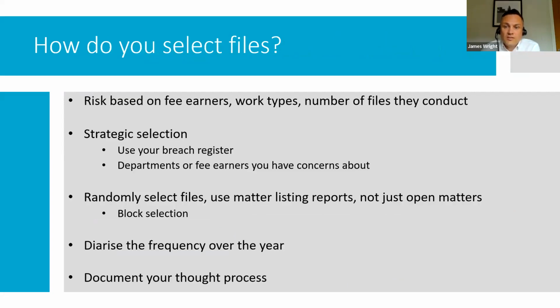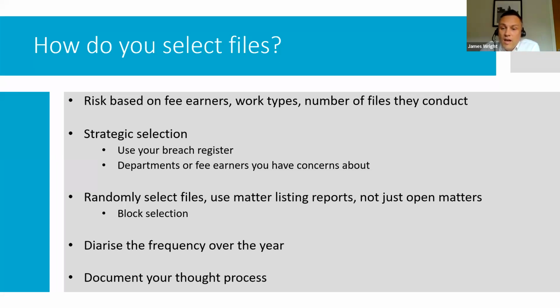So how do you select files? You should use a system-based report to sort by department and fee earner. This will identify the number of files that each fee earner has, so this in itself could be a telling sign. You should also use your breach register to highlight fee earners or departments with a larger number of breaches. Do the breaches follow a pattern in the types of errors, or is it the same person making the same breaches? And there you go. Potentially you've got a list of who you would target for your auditing.